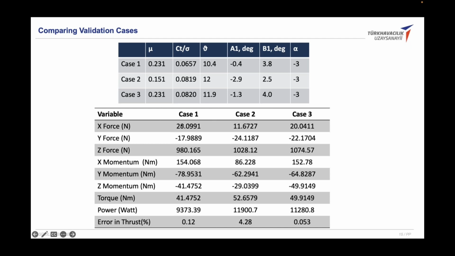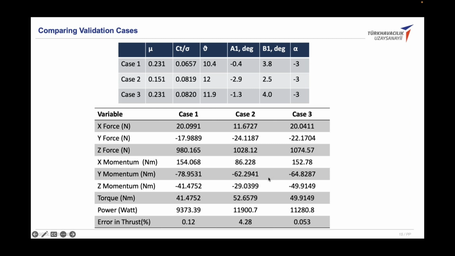Now you can see in cases 1 and 3 there is a very accurate result in the thrust. In case 2 there is a little bit higher error in the thrust. That's because in case 2, you can see the advance ratio is a little bit small. That means it's almost equal to 0.09 Mach. So there is a little bit of error here, but it's still acceptable.